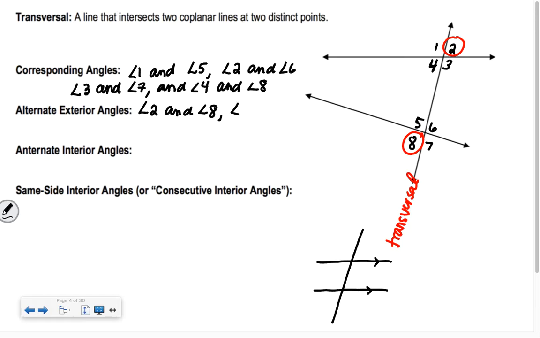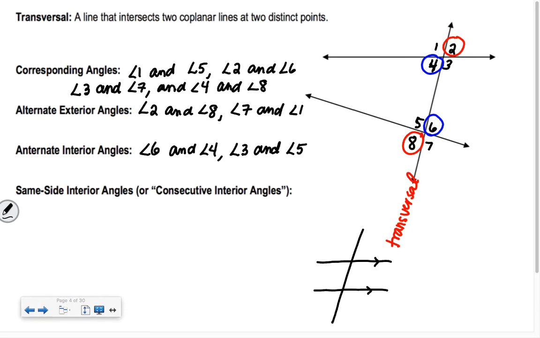7 and 1, perfect. Okay, so now let's do the same thing, but let's do alternate, meaning opposite sides of the transversal, and interior, so inside the other 2 lines. So which ones are alternate interior? Angle 6 and 4, right? So angle 6 and 4. And angle 3 and 5. Perfect.